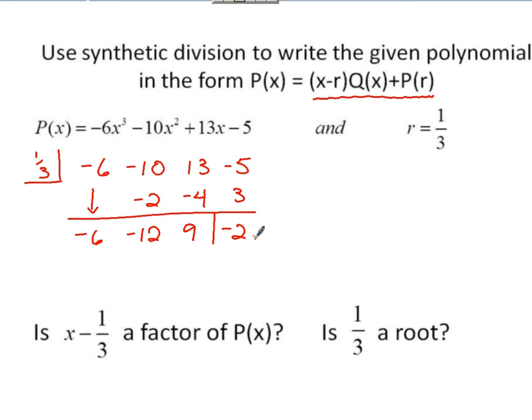So if I'm trying to spell out this form where p of x equals x minus r times q of x plus p of r, how that form's going to look, we'll start with x minus r. R is given as 1/3, so it's going to be x minus 1/3.